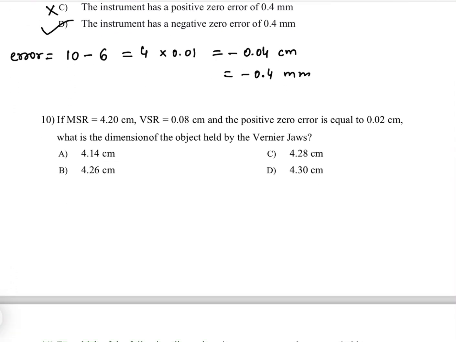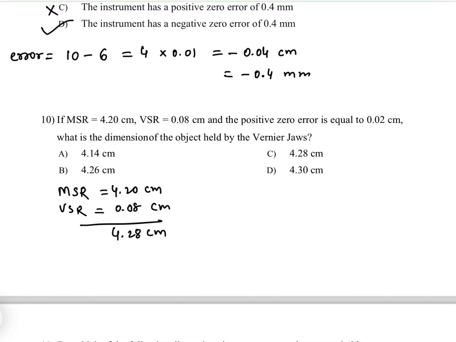10th. If MSR, the main scale reading, is equal to 4.20 centimeter, VSR, the vernier scale reading, is 0.08 centimeter, and the positive zero error is equal to 0.02 centimeter, what is the dimension of the object held by the vernier jaws? All right. So let us first add MSR and VSR. MSR is 4.20 centimeter, VSR is 0.08 centimeter. So the observed reading becomes 4.28 centimeter.